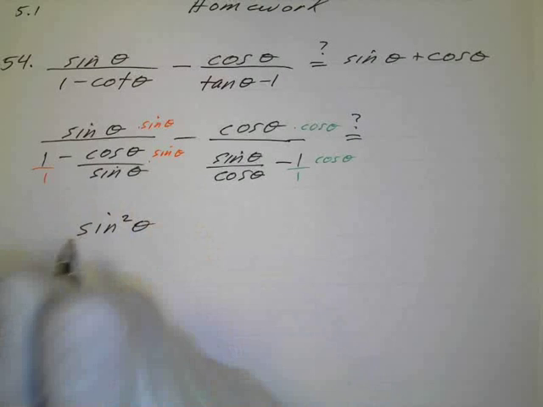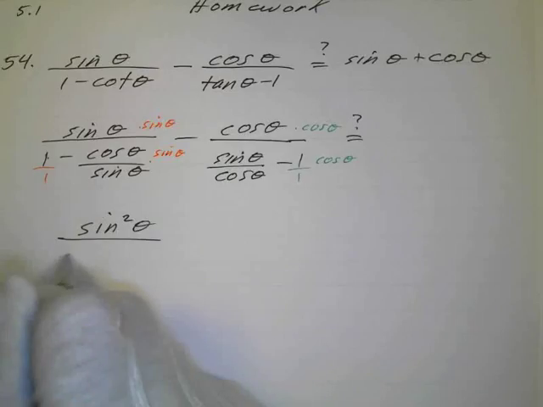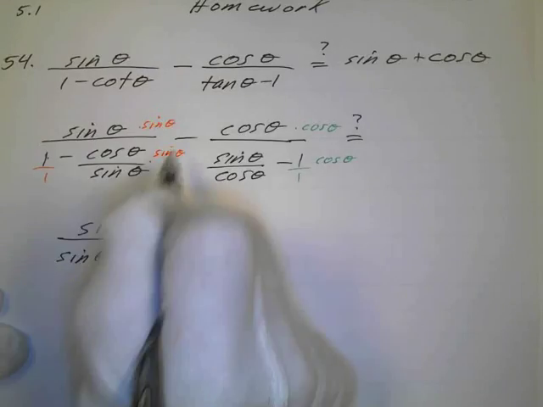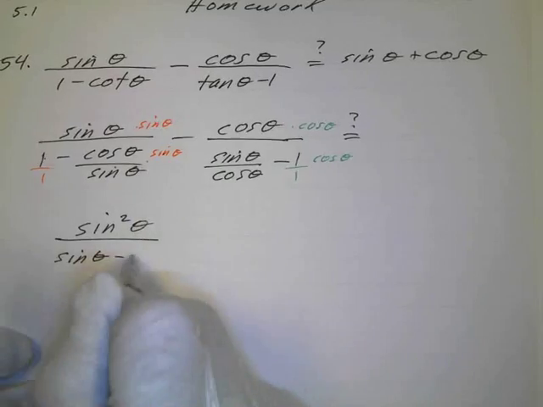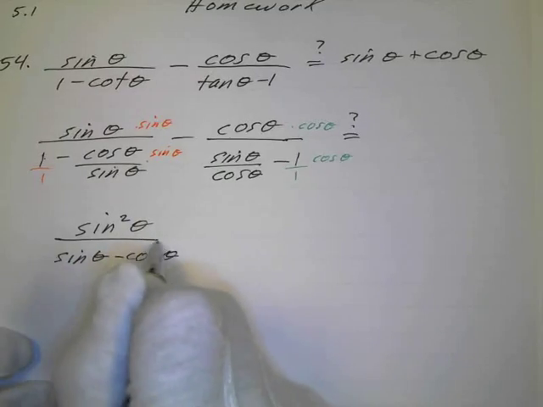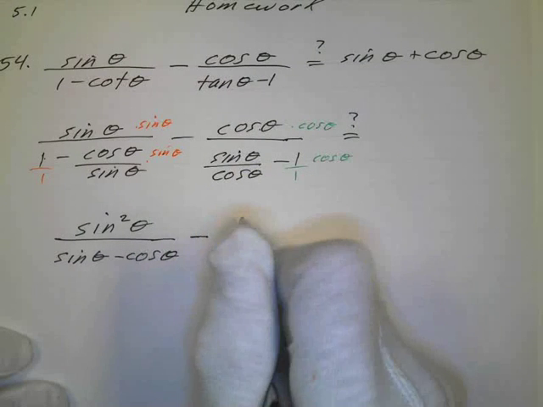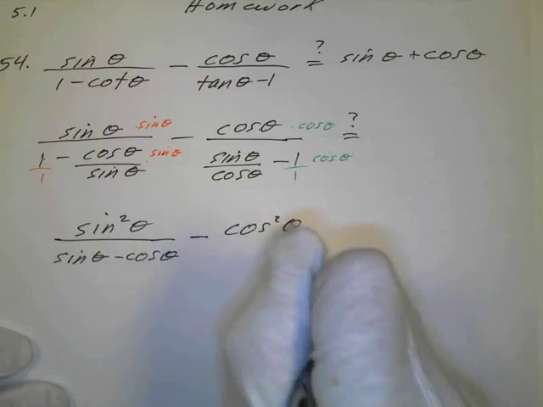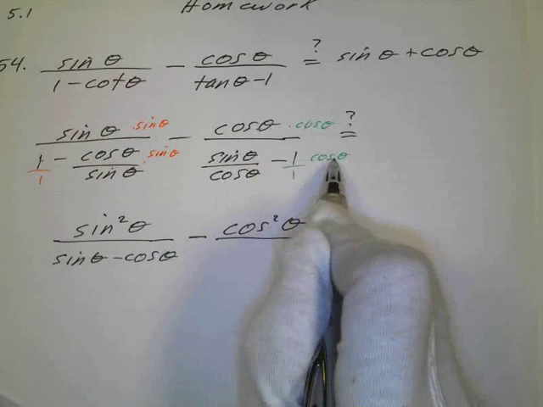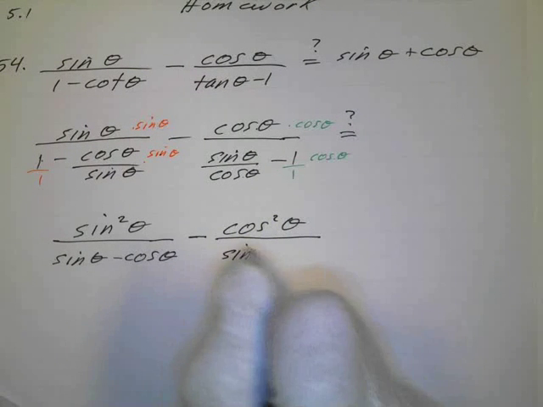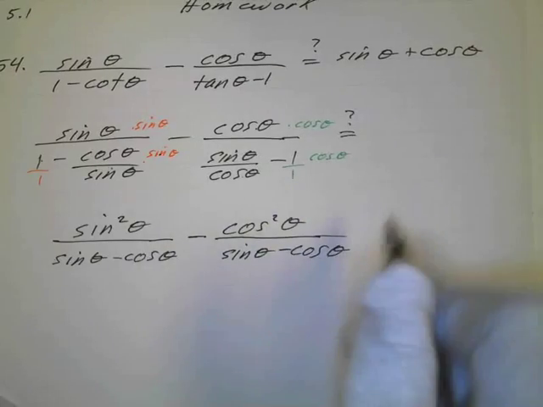So when I multiply the top over here, I've got the sine squared. Okay, sine squared of theta. And on the bottom, that's going to be just sine of theta. And these cancel, and that would be minus cosine of theta. Minus, and then cosine times cosine is cosine squared of theta. All over, and then cosine times that, that's going to be the sine of theta, and then this is going to be minus the cosine of theta.